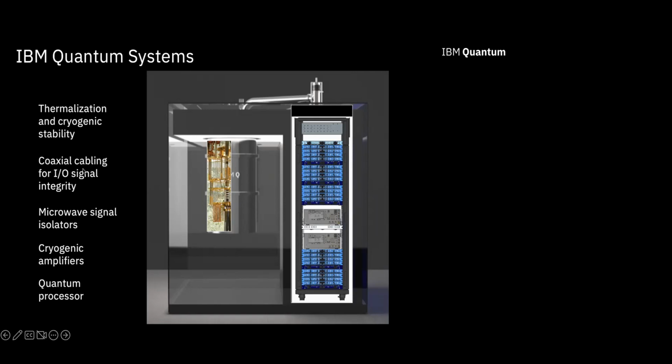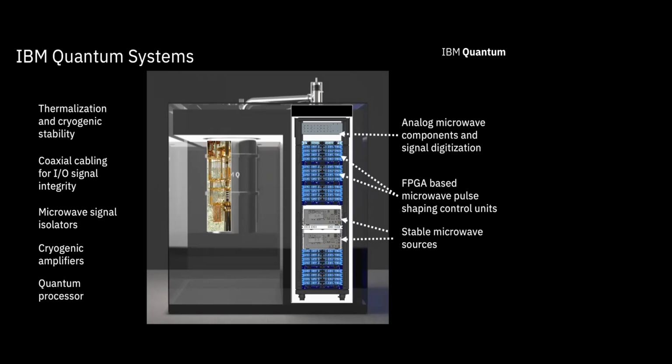And so the things you want to do there is, in addition to getting things cold, you need very good thermal cryogenic stability, because you don't want temperature fluctuations. You need to make sure I/O is very good. Your signals are isolated and routed in the correct directions. You have amplifiers for the measurement signals that are doing a very good job without hurting the qubits, for example. So that's what's inside the fridge, and we'll explore that a little bit more too.